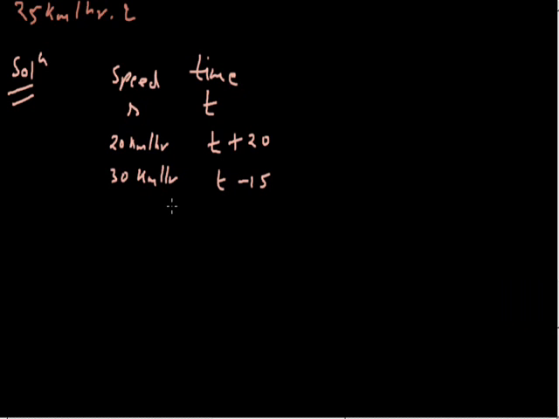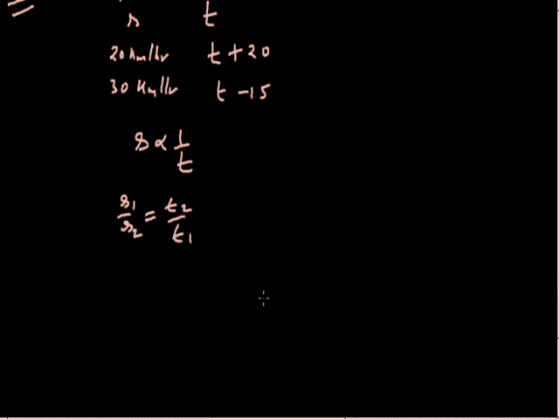So as we know that in both the cases the distance is the same. So when the distance is the same, we can say that the speed is inversely proportional to time. Speed is inversely proportional to time. So we can say that s1 upon s2 is equal to t2 upon t1. Now by doing this we can say that 20 upon 30 should be equal to t minus 15 upon t plus 20.